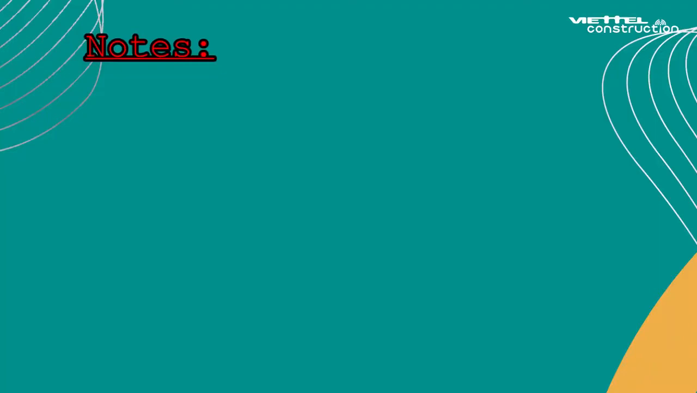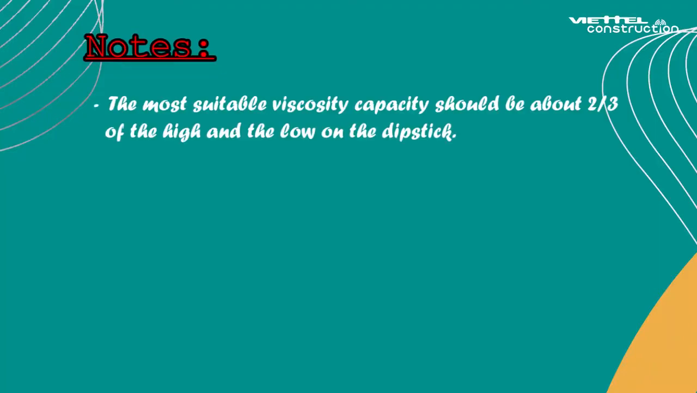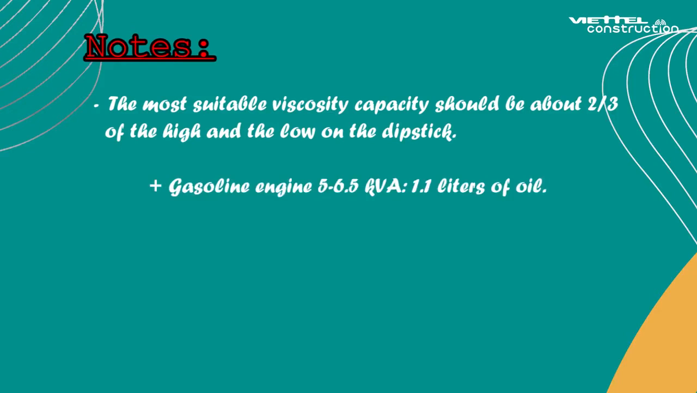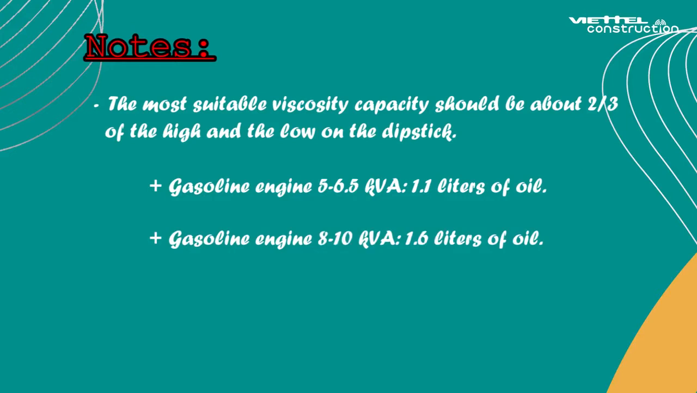Note: the most suitable viscosity capacity should be about 2/3 of the high and the low on the dipstick. Gasoline engine 5 to 6.5 kVA, 1.1 liters of oil. Gasoline engine 8 to 10 kVA, 1.6 liters of oil.